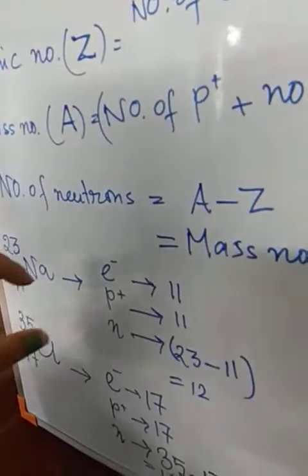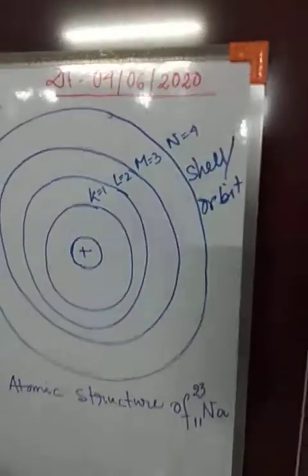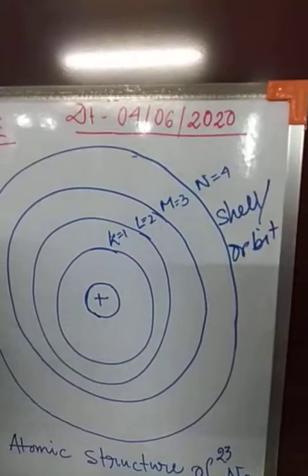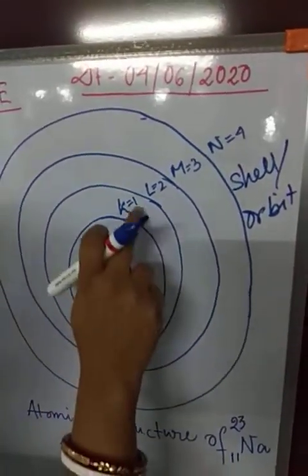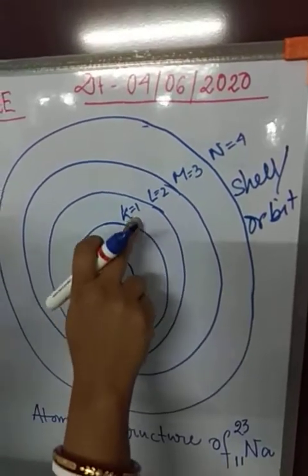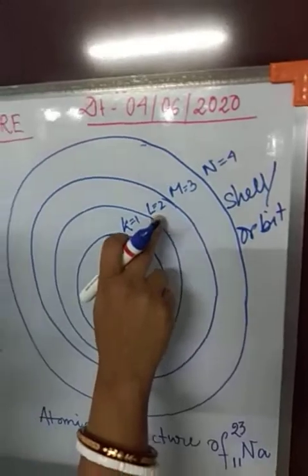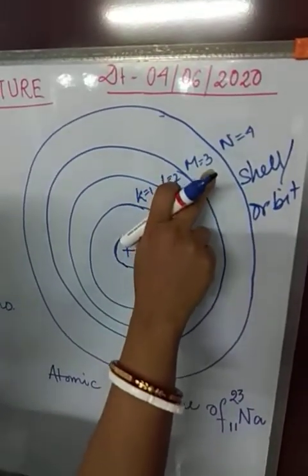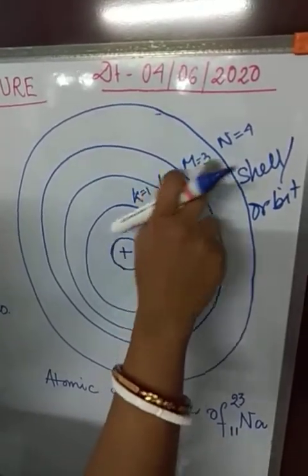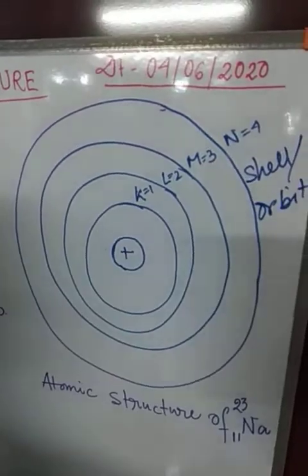But now how will we arrange the electrons? How will we draw the electrons in the shells? For that we must know how many electrons can reside in each shell. The first shell is named K. The second shell is named L. The third orbit is named M, and the next one is named N. And so on, more are there.